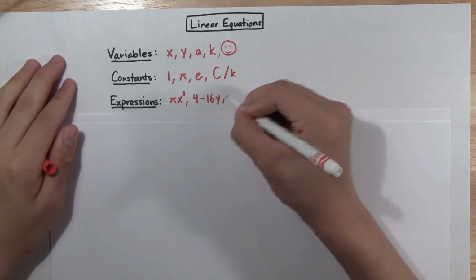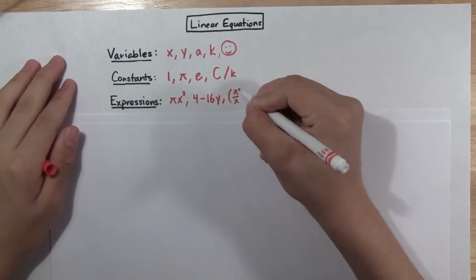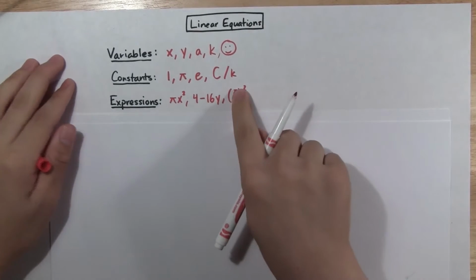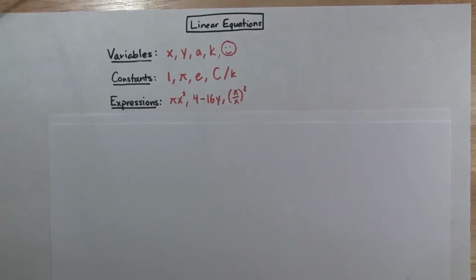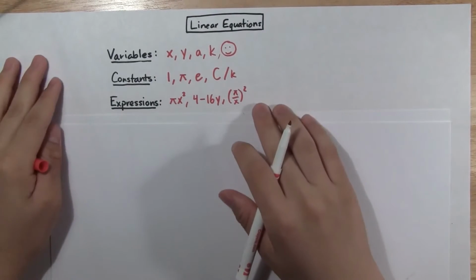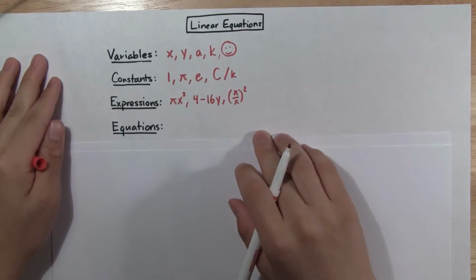And so you could also have something like pi over x squared, because pi is your constant, x is your variable, and once again you're only using a constant and a variable. So that's why that would be an expression.